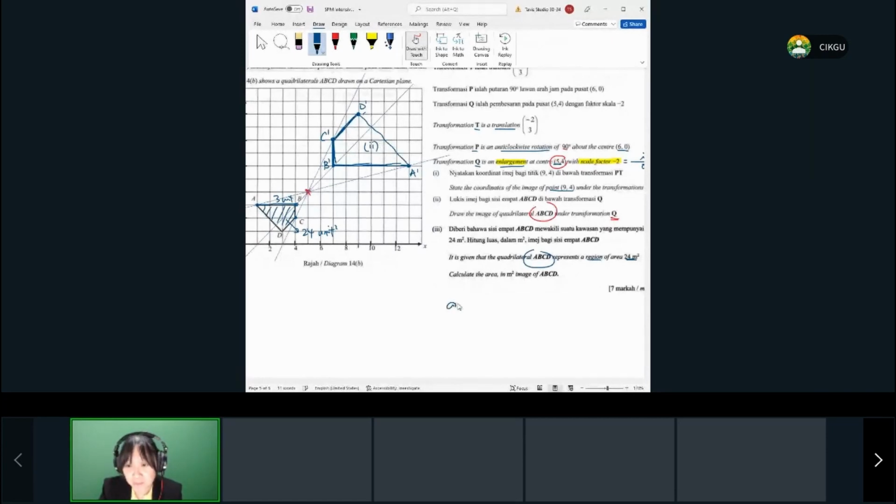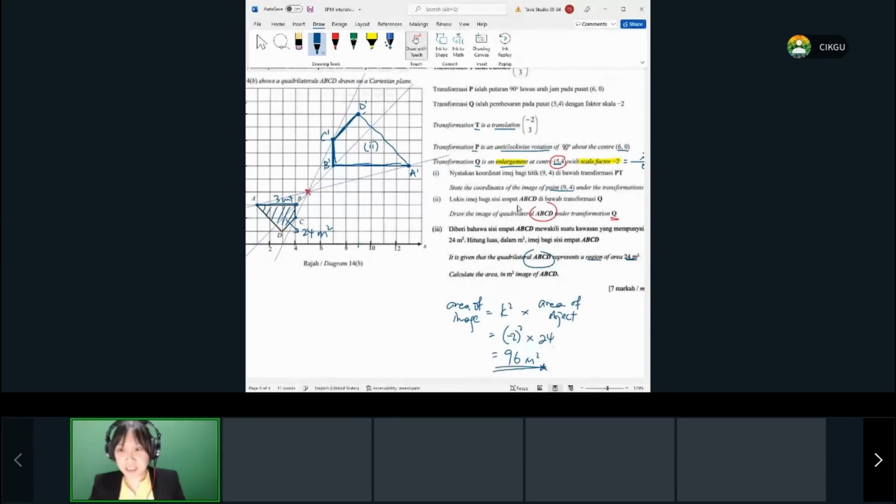So formula, area of image equals K square times area of object. Okay, so we know the K is already given, right? For the image, it was given in the question, -2. So -2 square, okay, times area of the object, which is 24. So what is that? 4. And then what is that? 4 times 24 is 96 meter square. Not unit square. The question used meter square, so I also use meter square. Yeah, meter square.